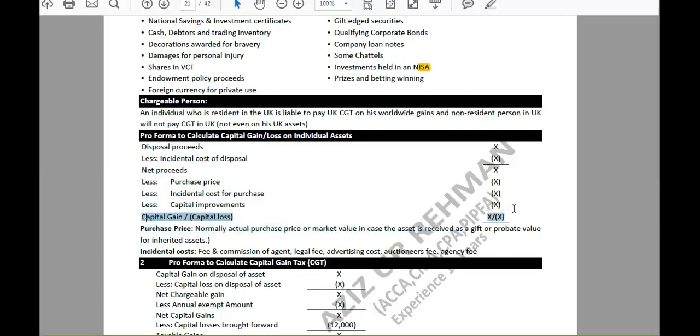We will pay tax if there is capital gain. And if we have capital loss, obviously we will not calculate any tax.